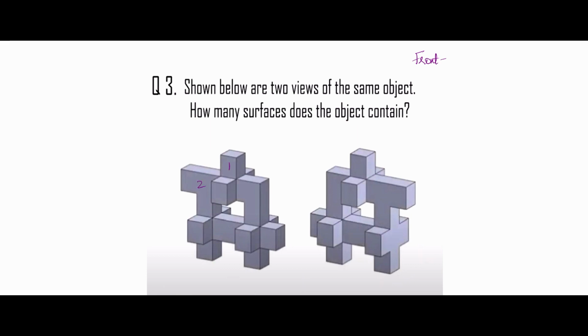So 1, 2, 3, 4, 5, 6, 7, 8, 9, 10. There are 10 surfaces on the front view, and in the back view 1, 2, 3, 4, 5, 6, 7, 8, 9, 10. 10 surfaces in the back view. So front and back surfaces seem to be symmetric to each other.